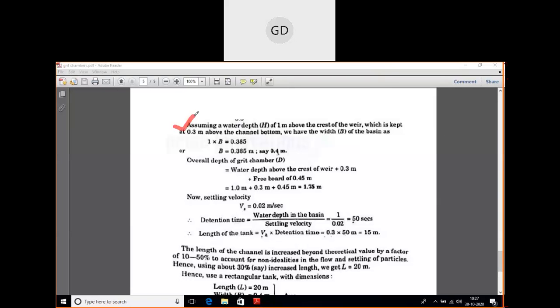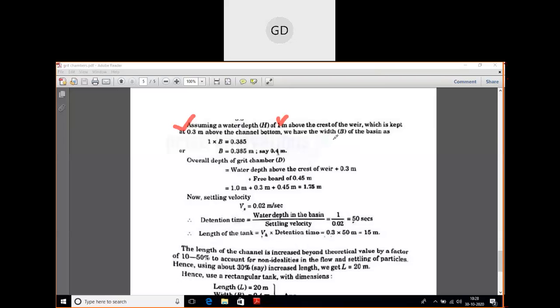This one is that you have to assume if the water depth is not given. Okay, if the water depth is not given, you will assume it to be like 1 meter. Okay, you assume the water depth to be 1 meter. Okay, and the water depth is kept to be like 0.3 meter above the channel bottom. Okay, so here you need to find out the width.